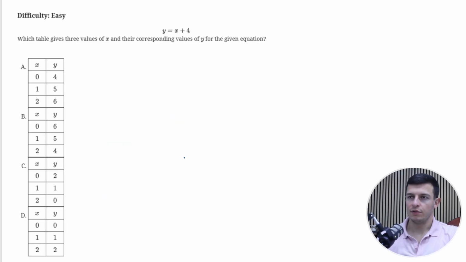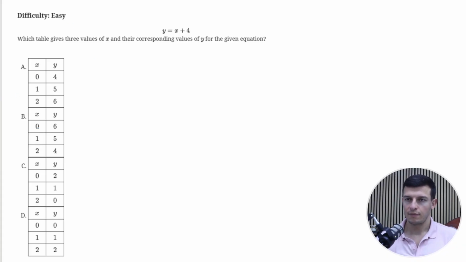Given y equals x plus 4, which table gives 3 values of x and their corresponding values of y for the given equation? This is basically testing to see which table is actually correct. You can plug in the values. Every answer has 3, so in the worst case scenario, you have to check 4 times 3, 12 different values.